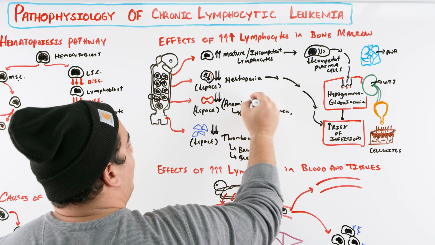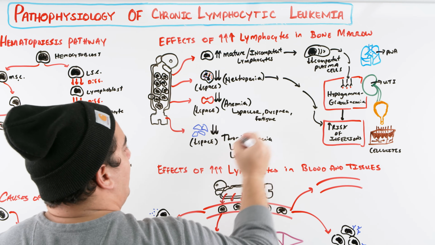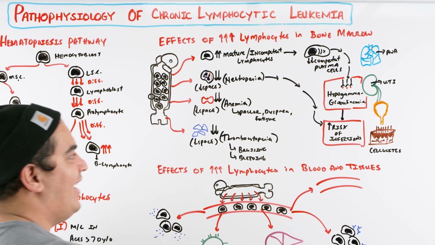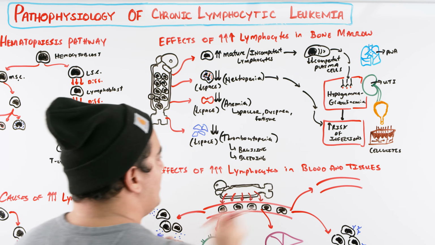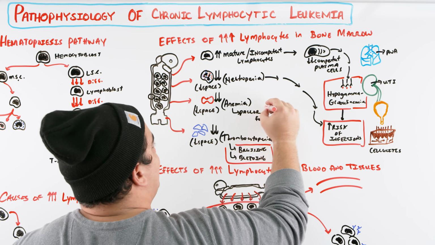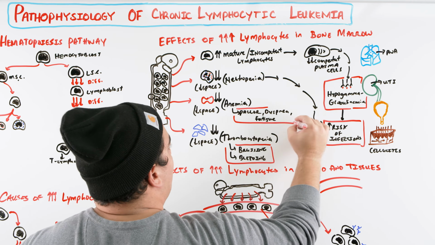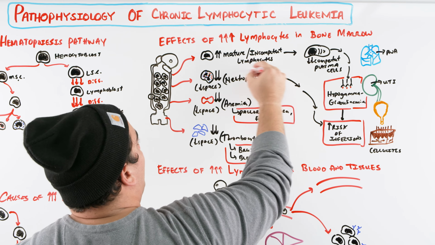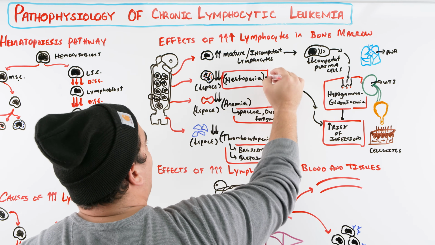So look for anemia, neutropenia, and thrombocytopenia. And so this is interesting because you're like, well, this wasn't the same in CML. And you're right, it's not. In CLL, though, there is enough crowding of the actual bone marrow to cause these particular types of problems.